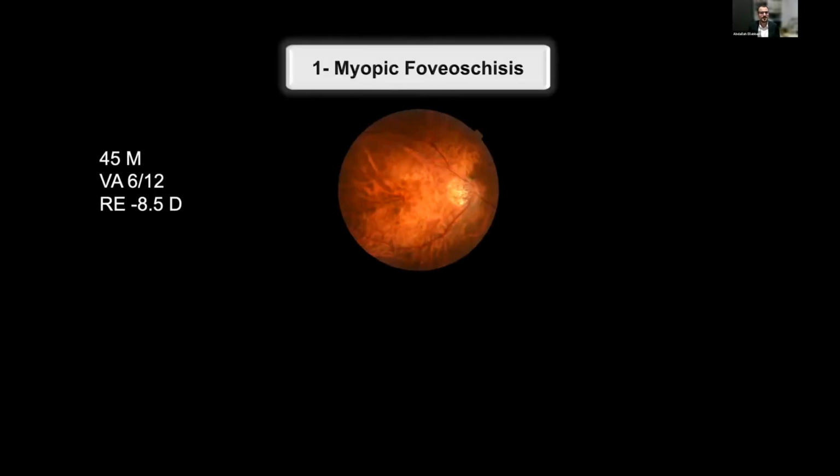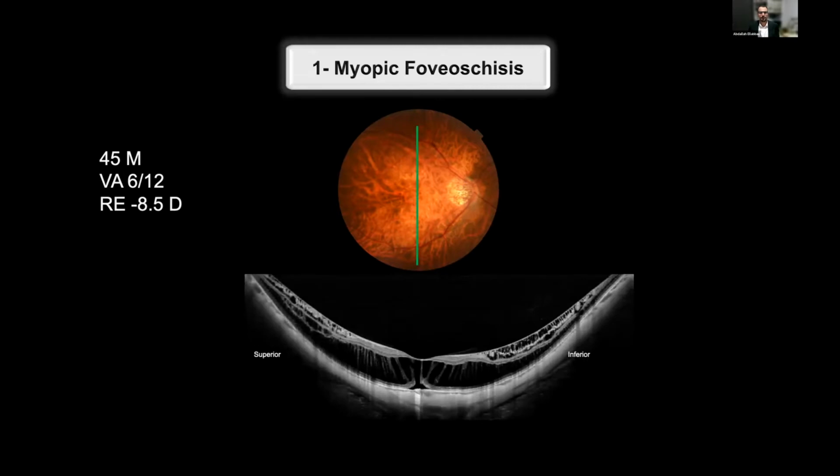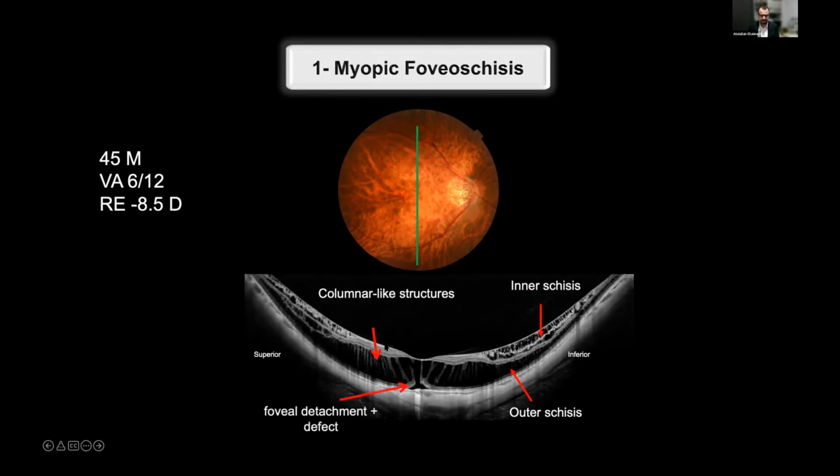So let's start with this simple case. This patient, 45 years, vision 6/12, myopia -8.5. You see myopic changes, you expect there is a little bit of staphylomatous change here, but you can't appreciate the changes. Interestingly, when you do OCT for these patients, you see multiple changes here. You can see outer retinal schisis, foveoschisis, also the outer retina changed to columnar-like structures. And there is a small foveal detachment.